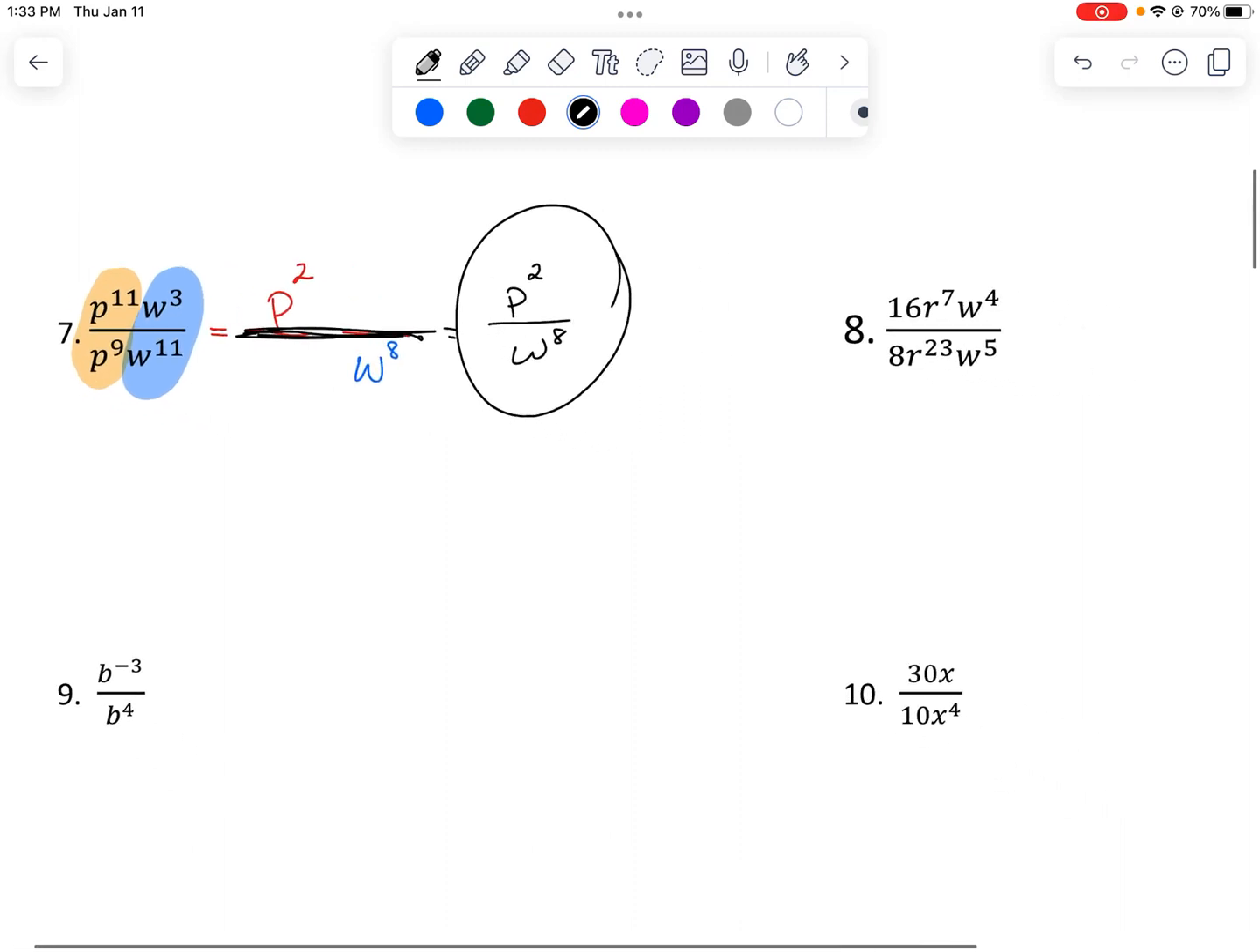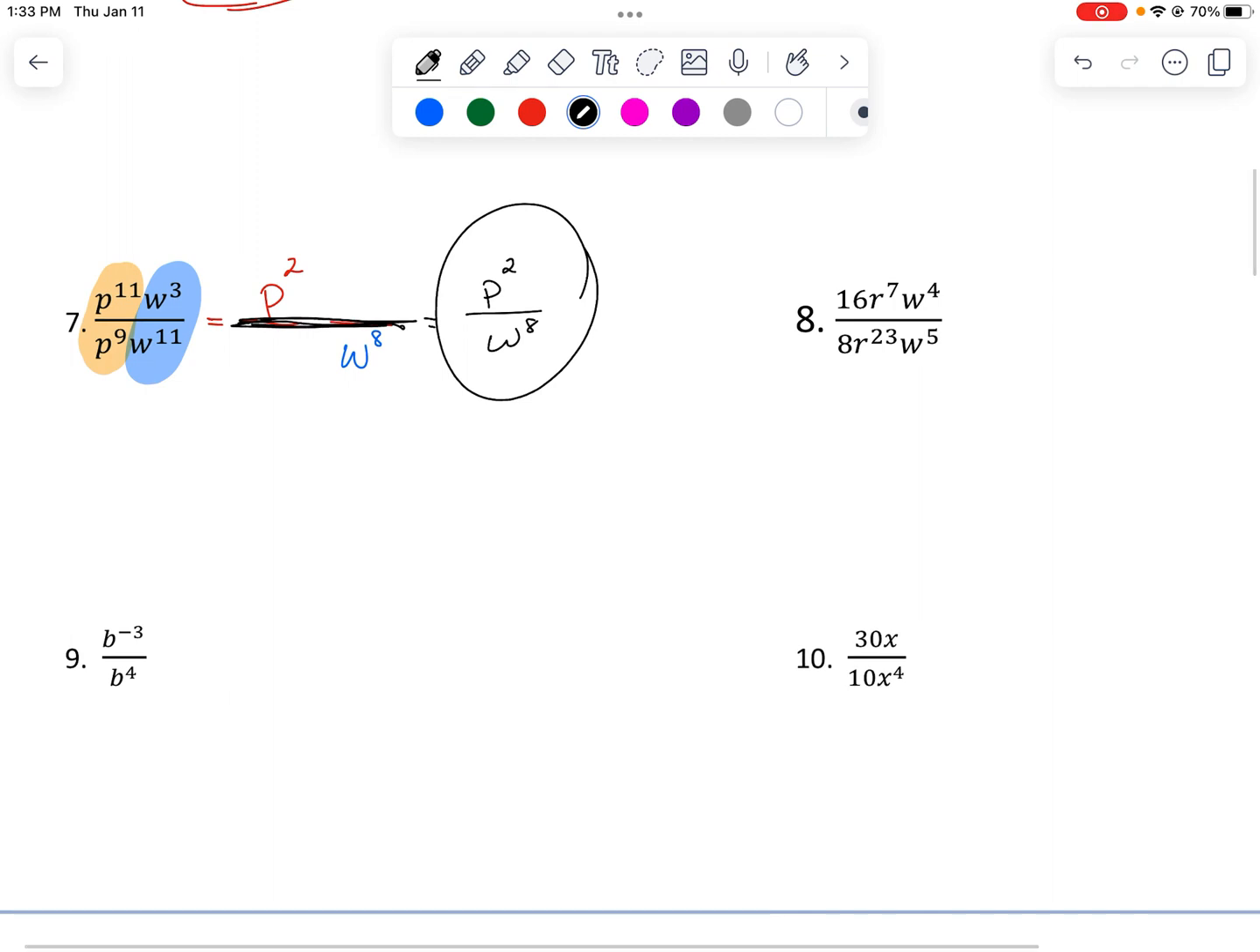8 is where it's going to get a little bit more challenging. Now there are 3 parts. Now I've got whole numbers, I've got r, and I've got w. Let me do this in 3 parts. 16 divided by 8. R to the 7th over R to the 23rd. And W to the 4th over W to the 5th.